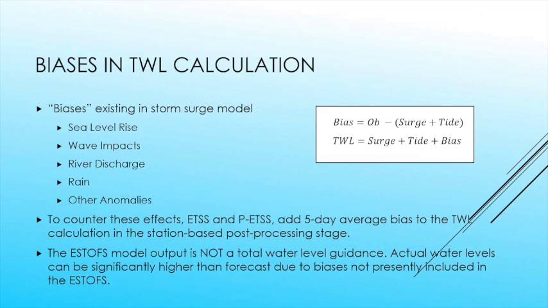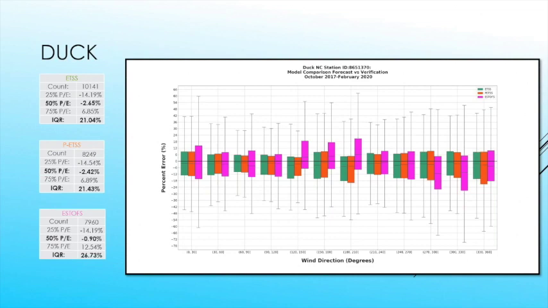So I needed to essentially create a bias and add it to what the SDOF was outputting in order to compare apples to apples. So now let's get into some of the results here.